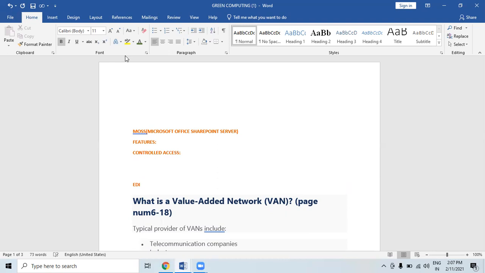In this MOSS, Microsoft Office SharePoint Server, it is developed to customize the document and management policies by applying access rights on documents. So for which purpose is it established? To manage the policy. Access can be managed at the per-item level also.